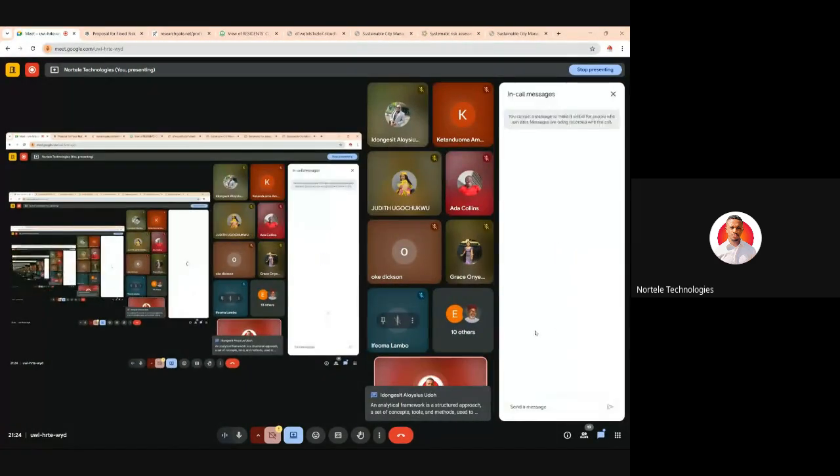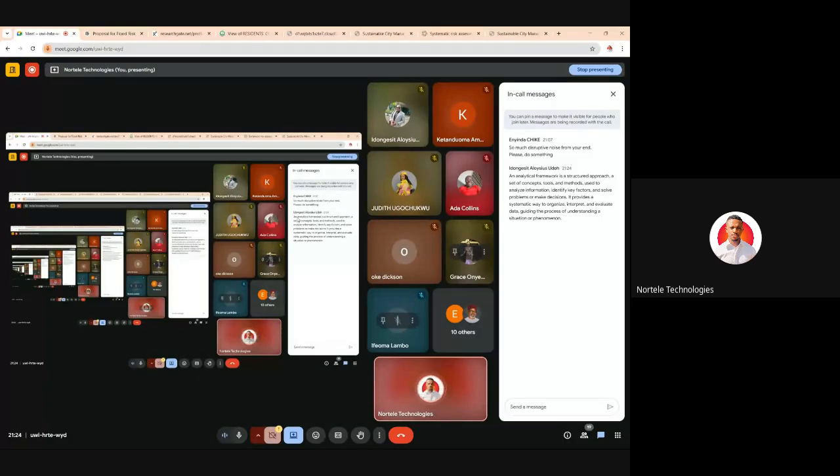Okay, somebody has sent the meaning of analytical framework here, so I'm just going to read it out. It says analytical framework is a structured approach or a set of concepts, tools, and methods used to analyze problems, identify key factors, solve problems, or make decisions. It provides a systematic way to organize, interpret, and evaluate data, guiding the process of understanding.